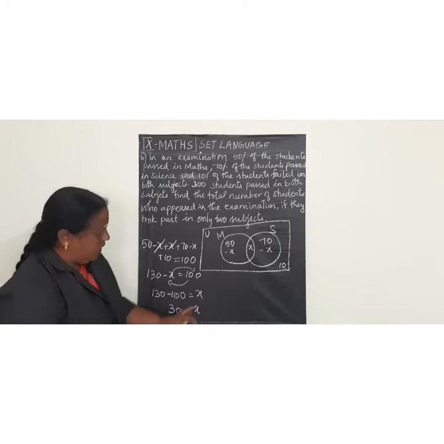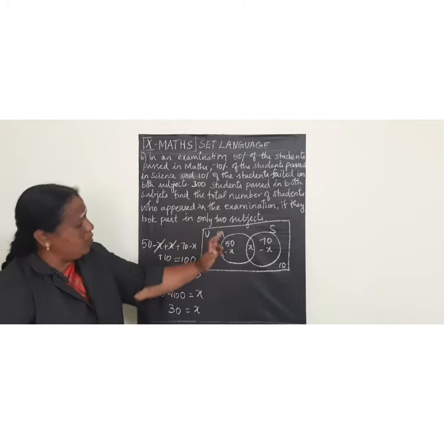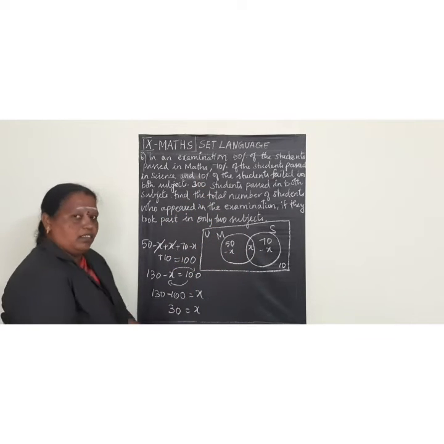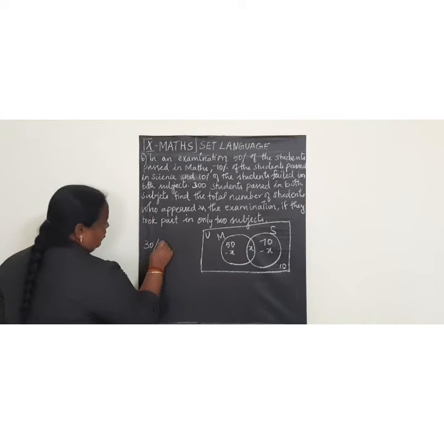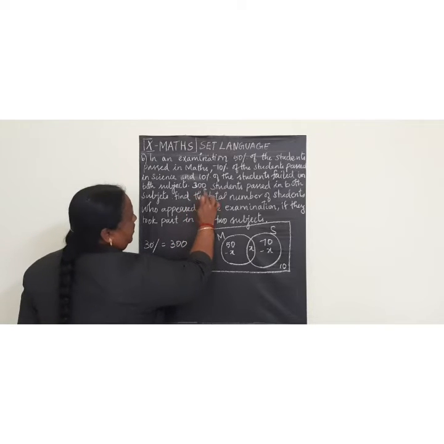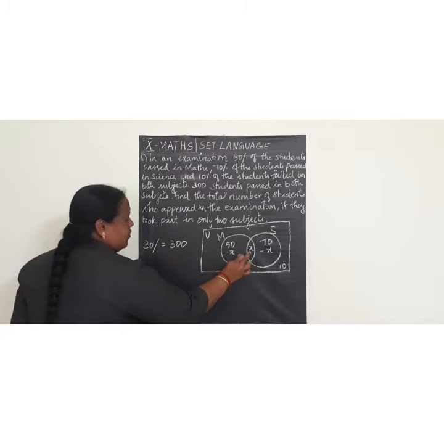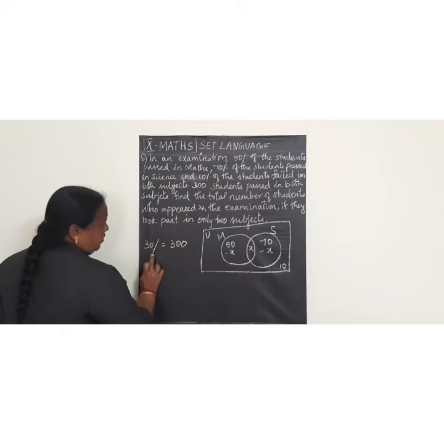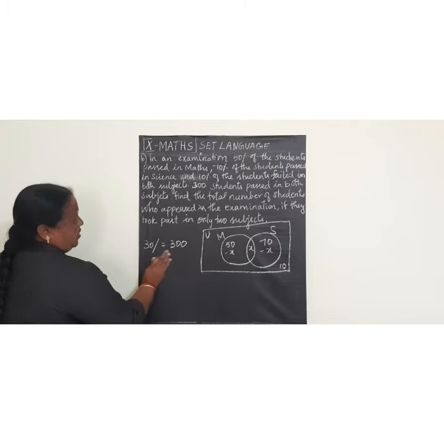So here they have given 30% of students they have passed in both the subjects. Here we found that 30%. How many students they passed? 300 students, because here they have given 300 students passed in both the subjects. So both the subjects we found that x is equal to 30. So 30% of students, means 300 students they passed in both the subjects they have given.